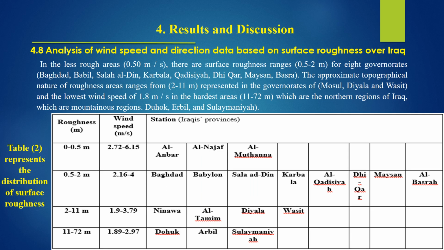Surface roughness from 0 to this stage covers Al-Anbar, Najaf and Al-Muthanna, with high speed.